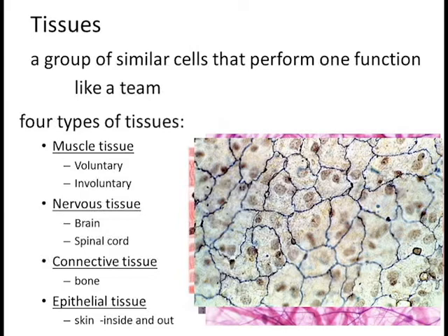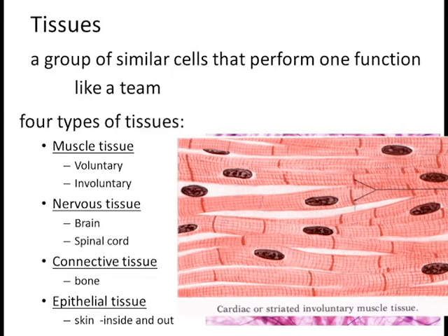So tissues are a group of cells that are all the same kind of cell or similar cells that perform one function. So it's like a team. They're working together to do one job. And there's 4 types of tissues that we're going to be talking about. Muscular tissue. So muscular tissue can be voluntary muscle or involuntary muscle. We have voluntary muscles attached to our skeletons. So voluntary means that we decide that it's going to move and it moves.